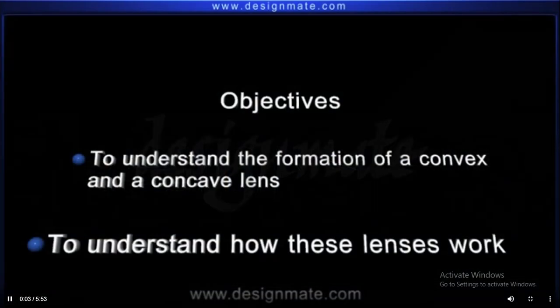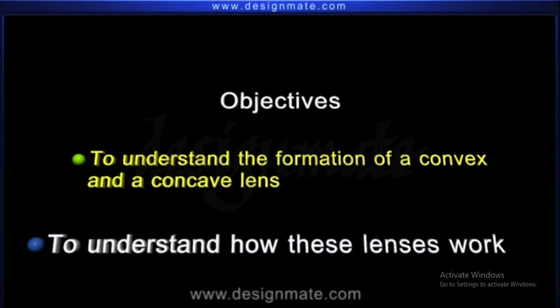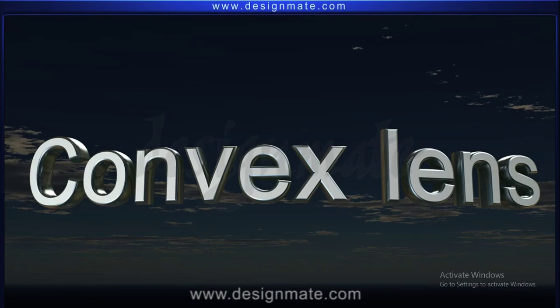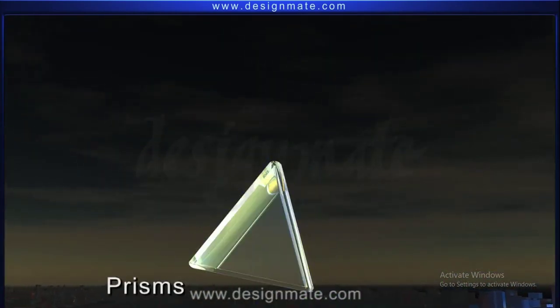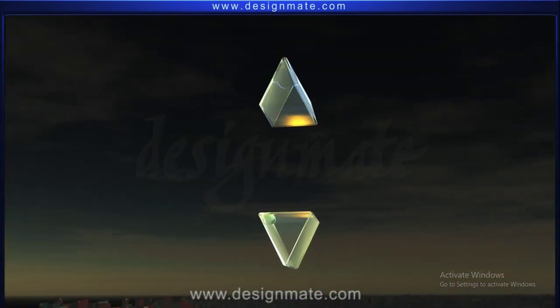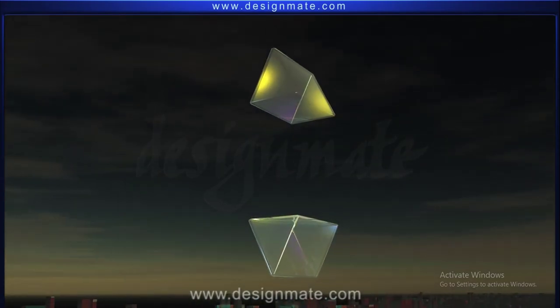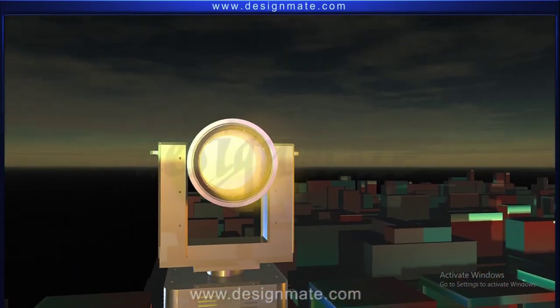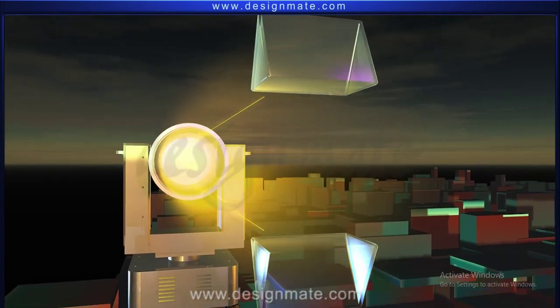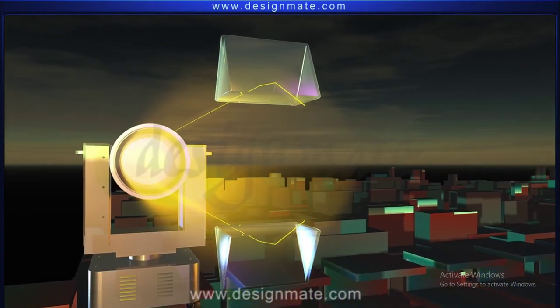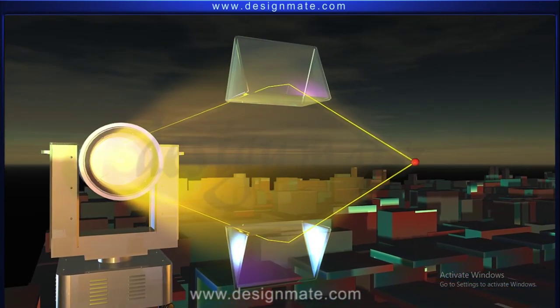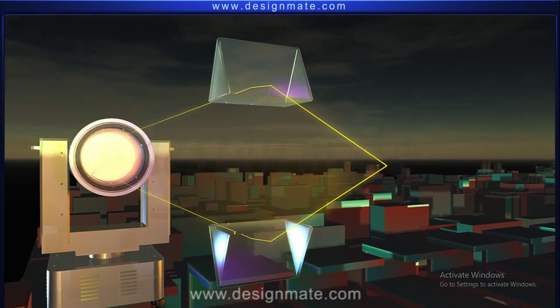Objectives: to understand the formation of a convex and a concave lens, and to understand how these lenses work. Convex lens. Arrange two prisms so that their rectangular rough surfaces are facing each other. The parallel rays incident on the prisms emerge on the other side after refraction and intersect at a point.